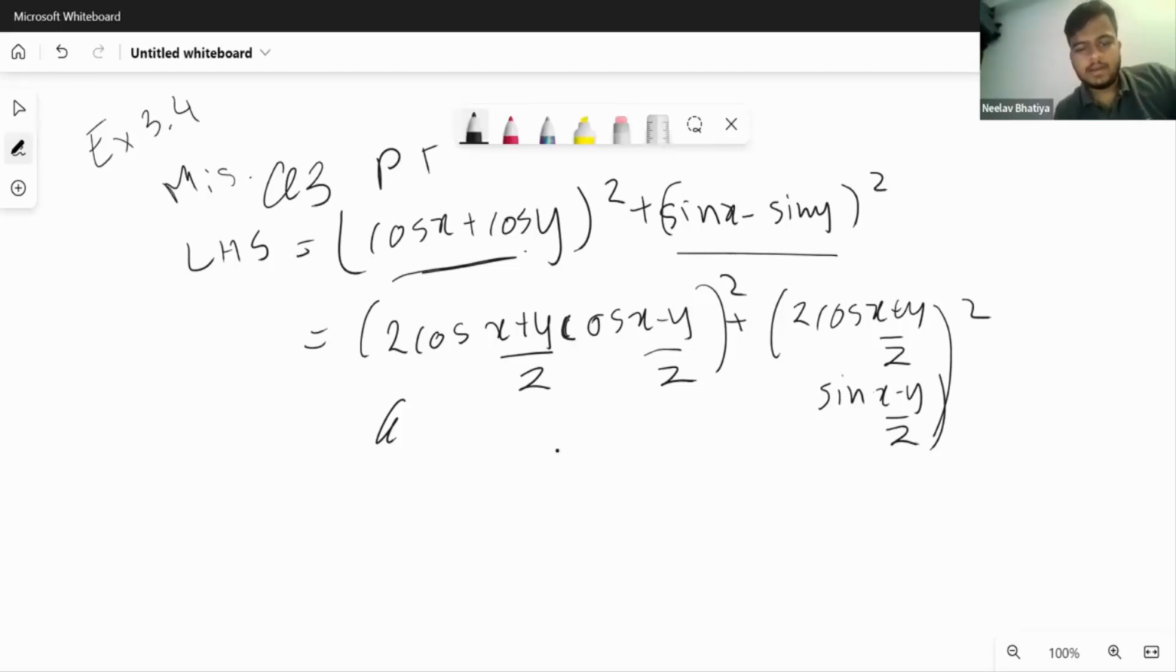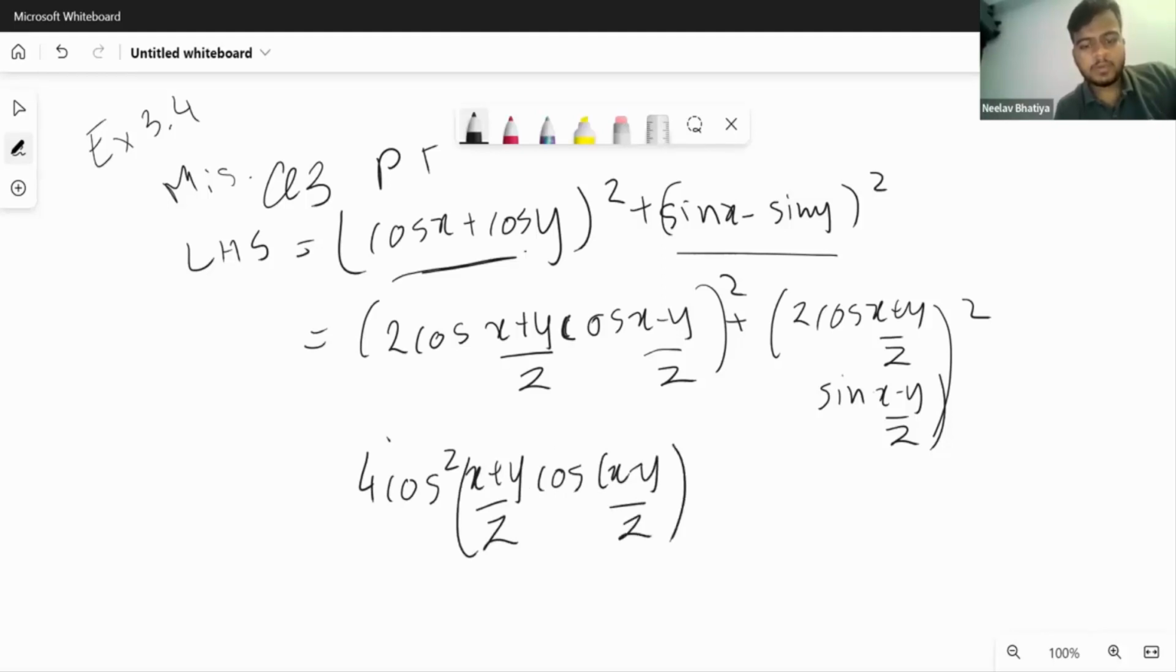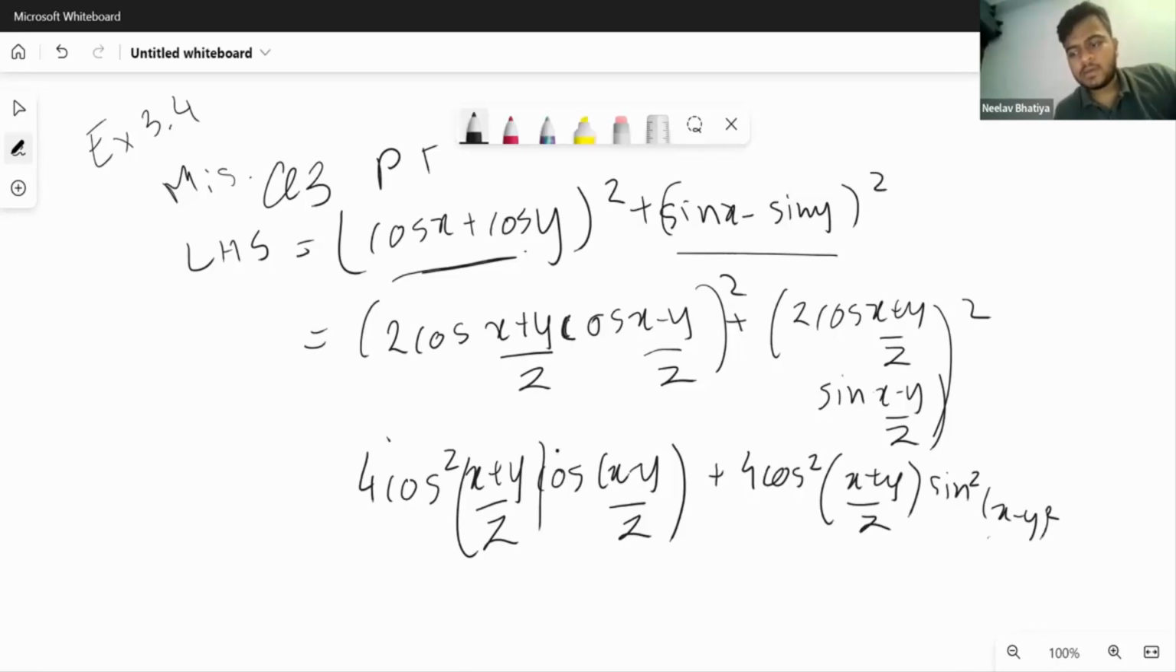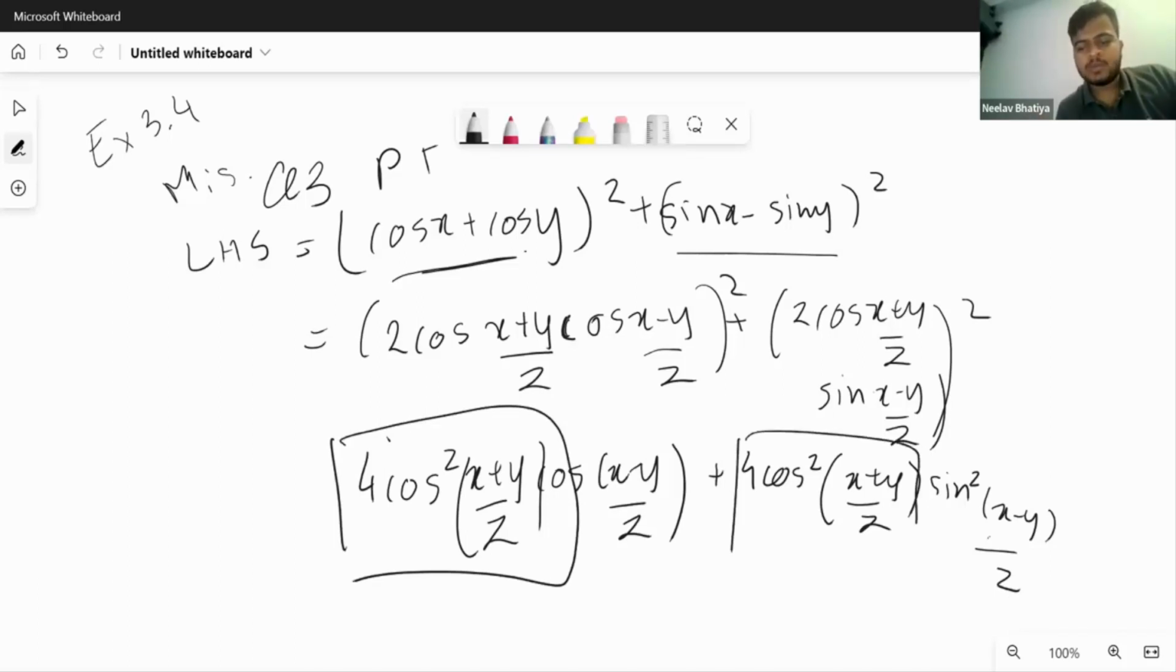Now it will help us if we square these two terms up, and let's see where that gets us, right? So I'm left with 4 times cos square (x plus y) by 2 cos square (x minus y) by 2 plus 4 times sin square (x plus y) by 2 sin square (x minus y) by 2, correct? Notice the common factor 4 times cos square x plus y by 2 in both terms. So we had to prove something of the sort. This entire term we had to prove as equating to RHS, right?